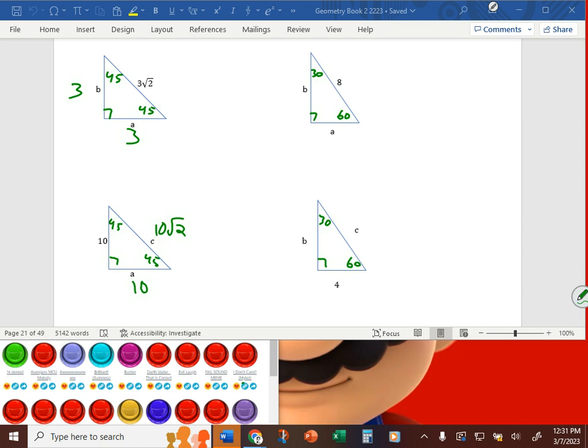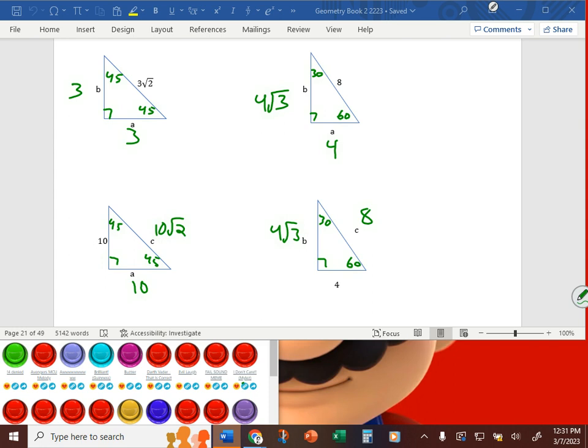This one, 30, 60, 90. Our short leg is half the hypotenuse, so that's 4. Our long leg is that same number, 4, times the root of 3. And in the bottom one, I give you the short leg. That's kind of dumb. This is 8. This is 4 root 3 again. Something tells me last year about this time I said I should fix that for next year, and I never did. But I should fix that for next year.